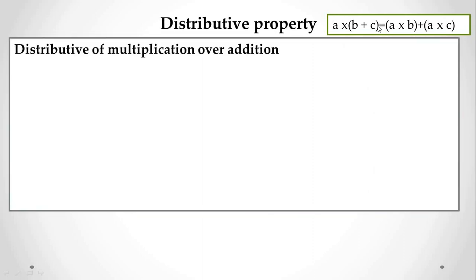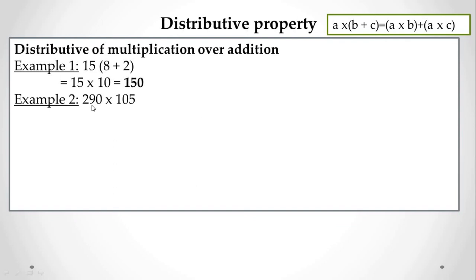So, distributive property. In the distributive property we use it like this: A into (B plus C) is nothing but A into B plus A into C. This is what the distributive property is. First we will see distributive over addition. It is distributive of multiplication, because the number outside is multiplied, and over addition means in the bracket we use the plus sign. So in the example we solve the bracket first. 15 into 10 is 150.